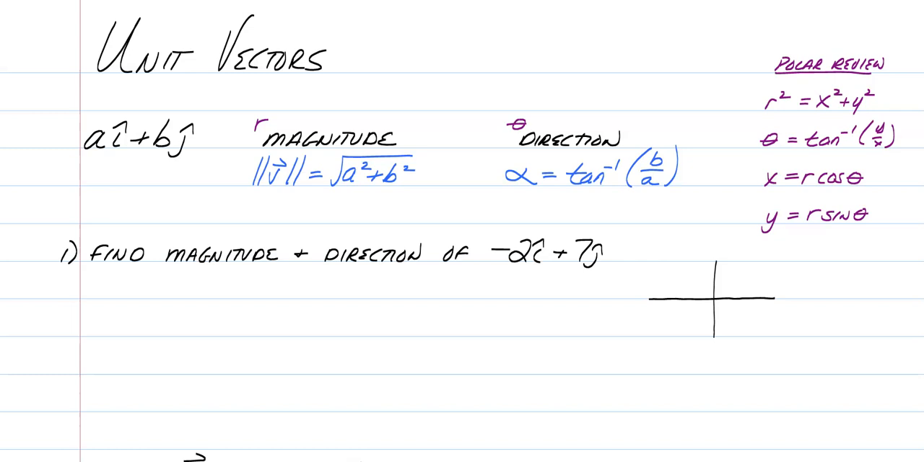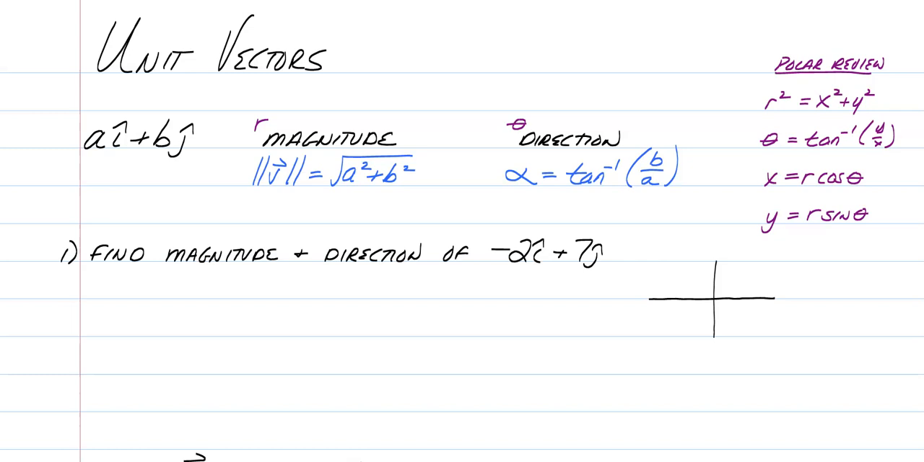Now, your formula for magnitude is basically the same thing as the polar review. r squared is equal to x squared plus y squared, kind of like the Pythagorean theorem. Remember, the Pythagorean theorem is a squared plus b squared is equal to c squared, but when you're finding c, you end up square rooting that. So this double absolute value of a vector, that's the notation for the magnitude of a vector.